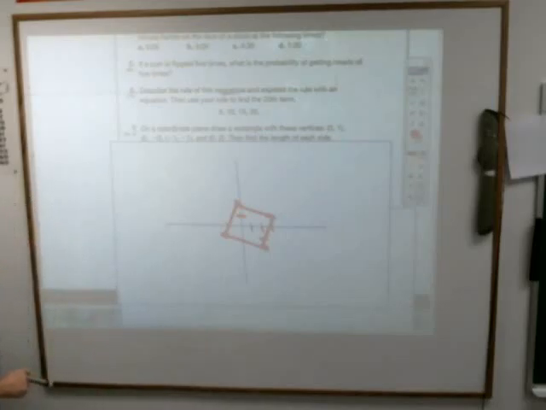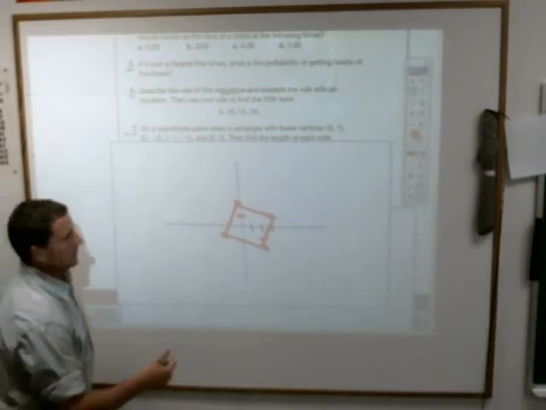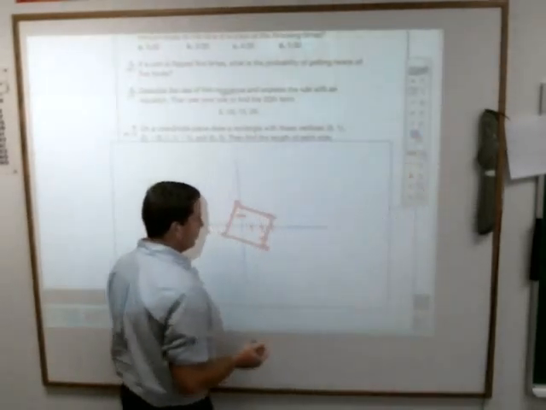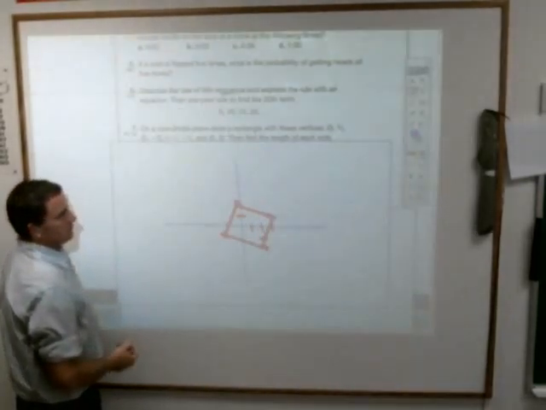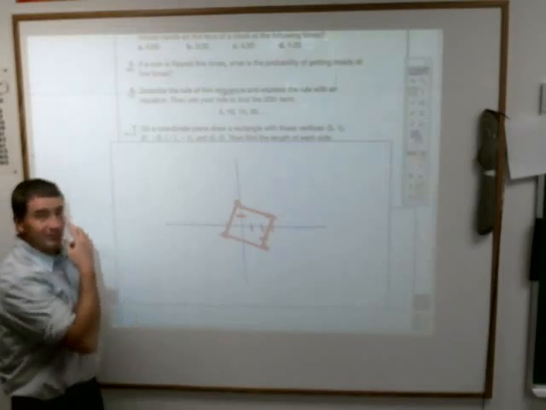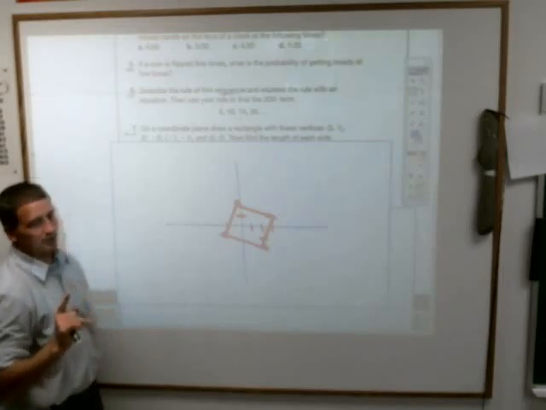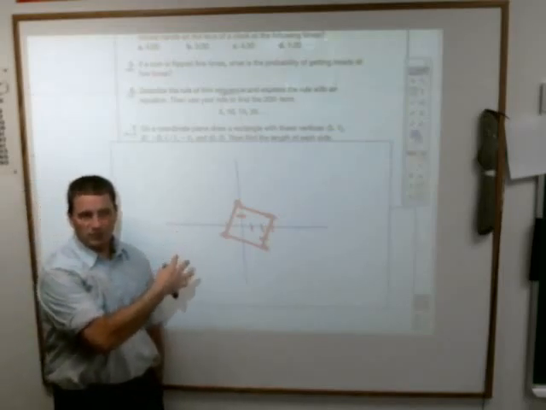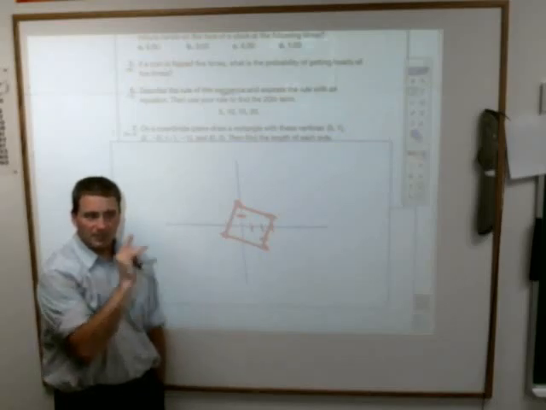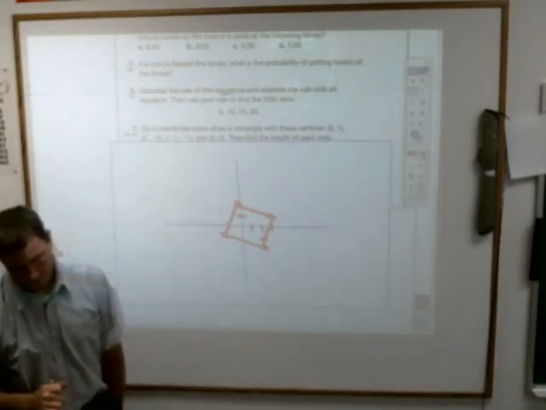And they asked you what the length of each side is. Okay, well you can't just guess and say, well, it looks like that. Math is not a guessing sort of thing. Anytime you're given coordinate planes, if you see something that doesn't work out nice and square where you can actually count the things, think Pythagorean theorem.